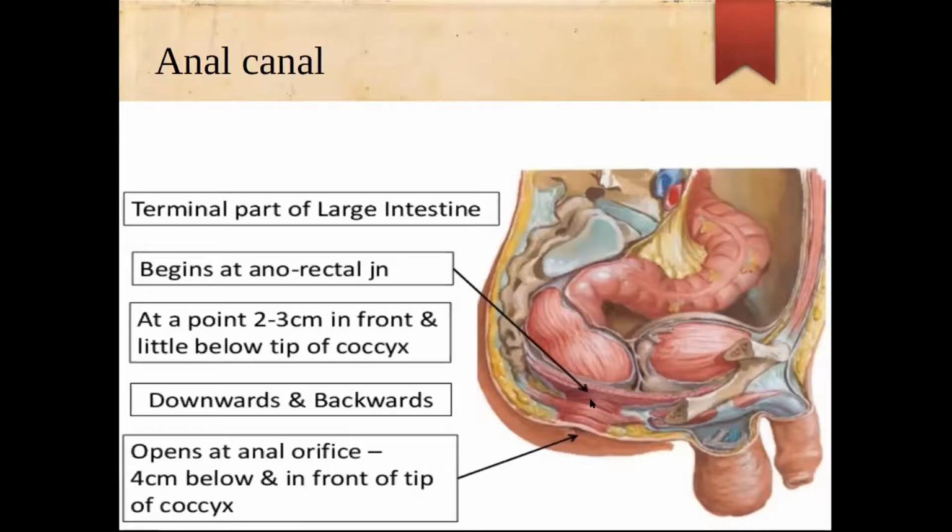This is the ending of the rectum and beginning of the anal canal, about 2 to 3 centimeters in front of and a little below the tip of the coccyx. The anal canal, when passing through the levator hiatus, goes downwards and backwards, ending at the anal orifice 4 centimeters below and in front of the tip of the coccyx. It's beginning here and ending here. Okay, clear? Yes.